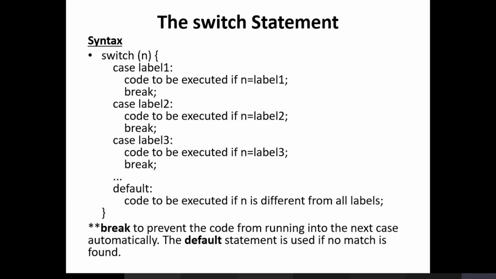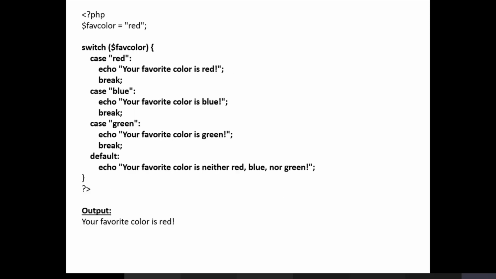What output do we want for label 1? We will be getting the output for label 1 as well as for other labels also. We have a default block at the end of the switch statement. The default statement is used if no match is found. If the value of n is not matching with any of the labels, then the default block gets executed. So that is the syntax of the switch statement.